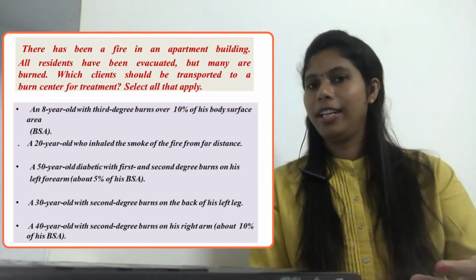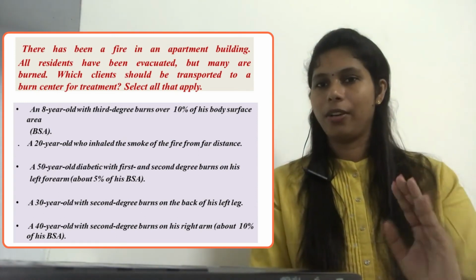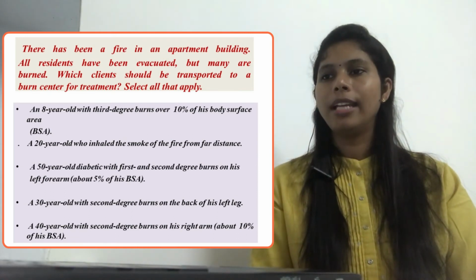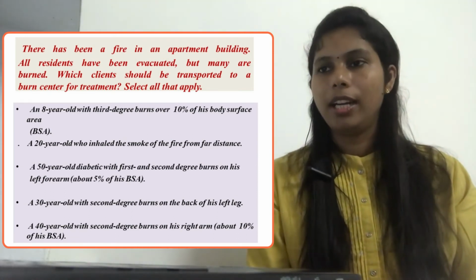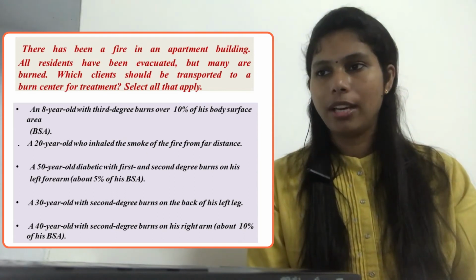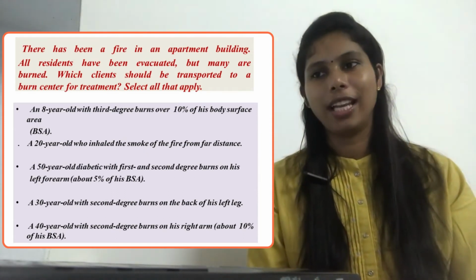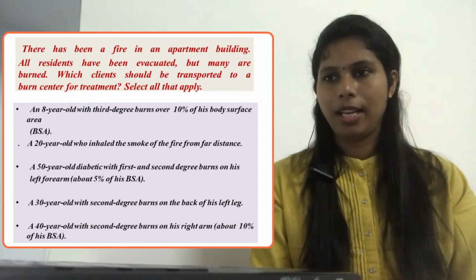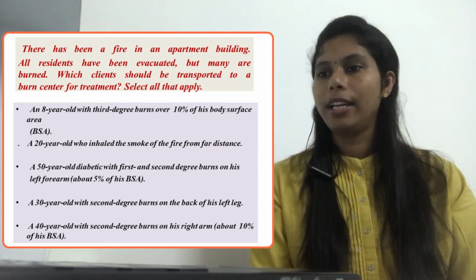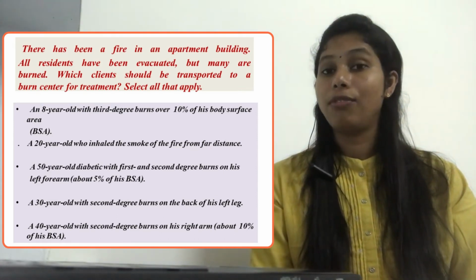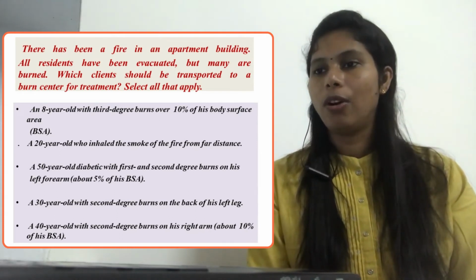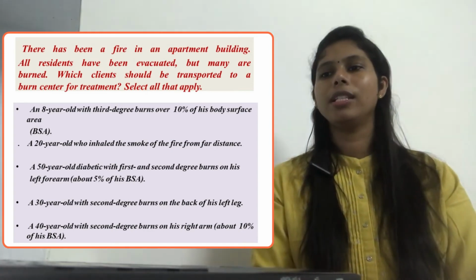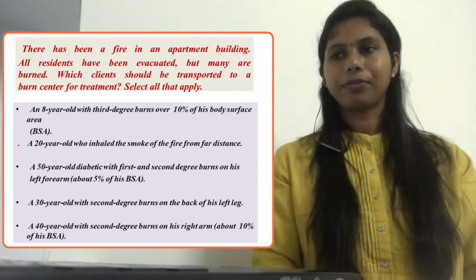Now, we already studied what 3rd degree, 2nd degree, 1st degree are. Okay, just keep those points in mind. Then, second option, a 20-year-old who inhaled the smoke of the fire. Third one, a 50-year-old diabetic with 1st and 2nd degree burns on his left forearm, about 5% of the total body surface area. A 30-year-old with 2nd degree burns on the back of his left leg. A 40-year-old with second degree burns on his right arm, about 10% of his total body surface area.